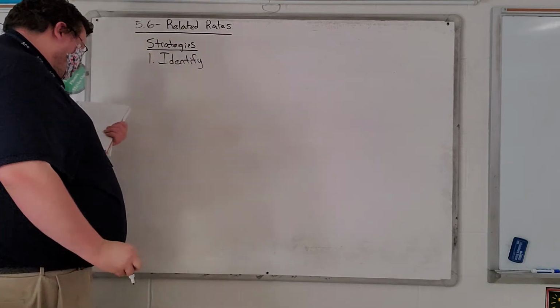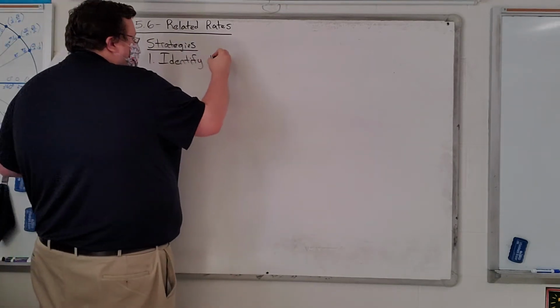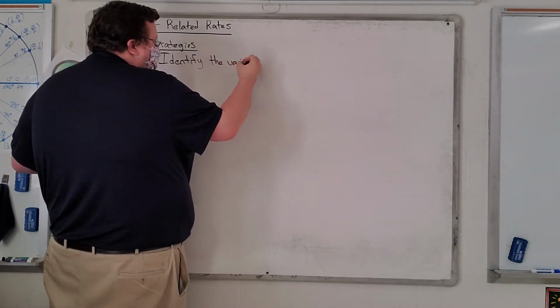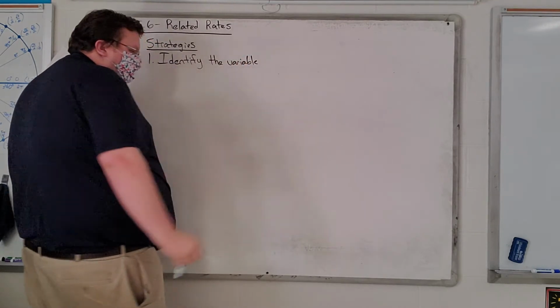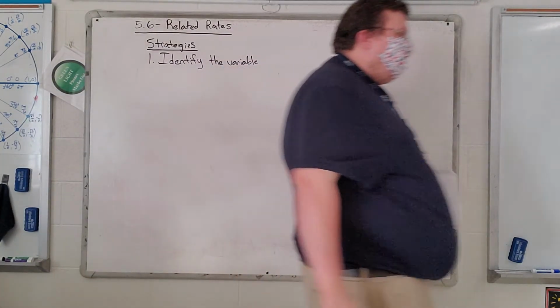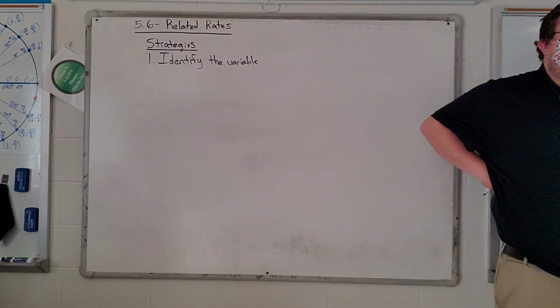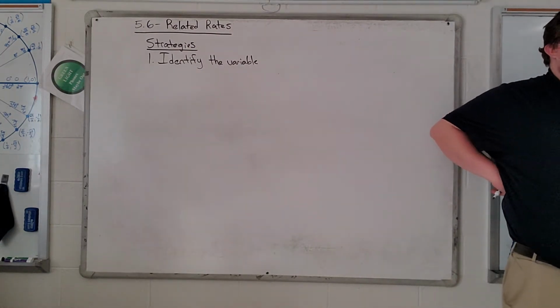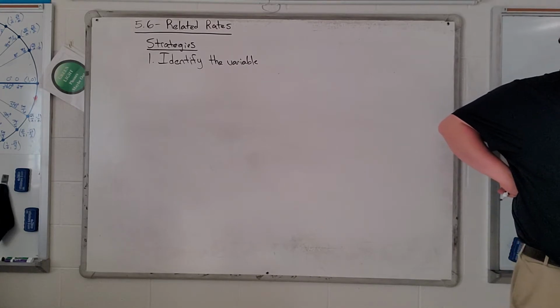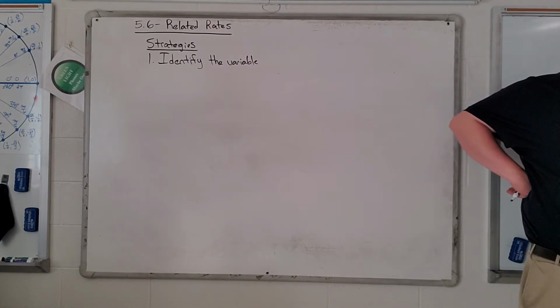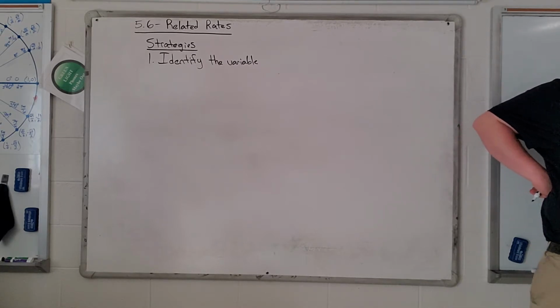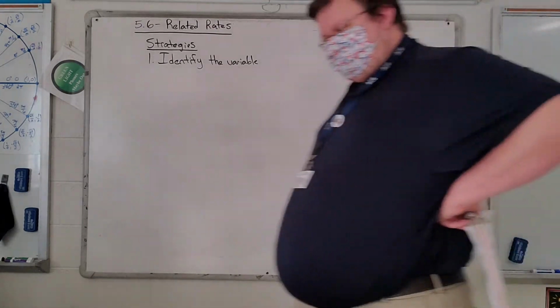First, you want to identify the variable. I guess I should preface it with this. When we're talking about related rates, we're talking about two rates of change that are going to be related to one another. If I have a balloon, and let's pretend the balloon is a perfect sphere. Of course, we know that most of the time those are not, but let's pretend for a moment that it is.